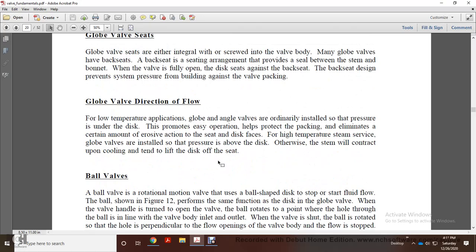Your globe valve flow direction. For low-temperature applications, globe and angle valves are ordinarily installed with the pressure under the disc, which promotes easier operation, helps protect the packing, and eliminates a certain amount of the erosion and corrosion action on the seat and disc surfaces.